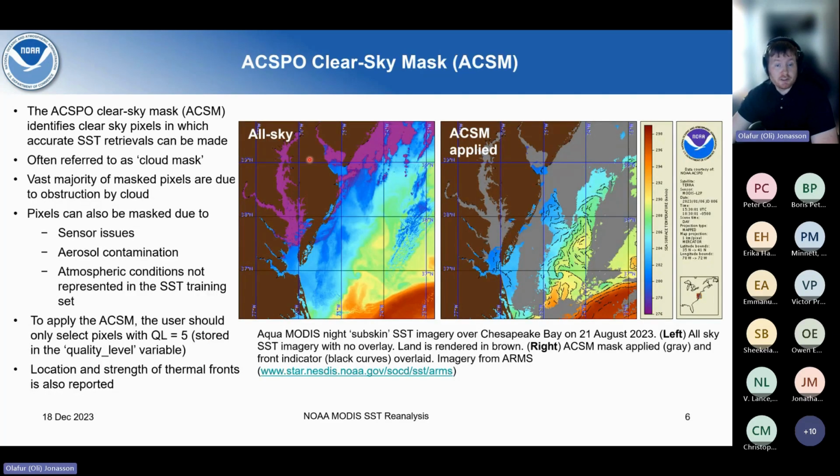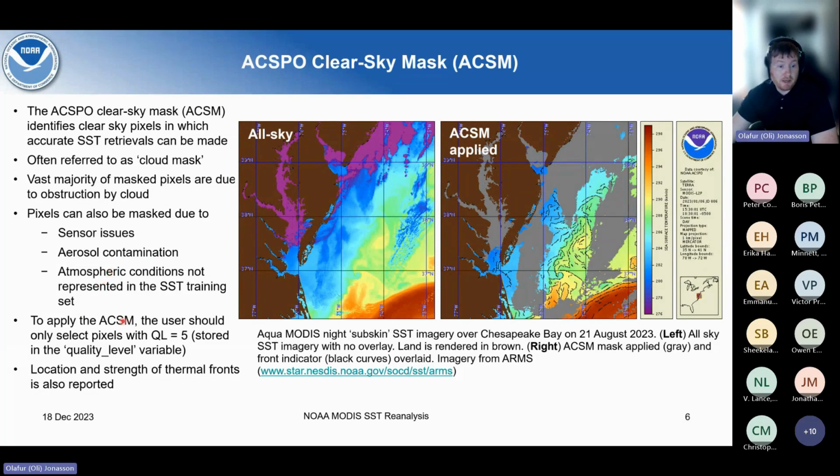The second important part of ACSPO is the ACSPO clear sky mask, or ACSM. The purpose is to identify clear sky pixels in which accurate SST retrievals can be made. It's often referred to as a cloud mask, because the vast majority of masked pixels are due to obstruction by cloud, but it's not the only reason we mask pixels. They can also be masked because of sensor issues, aerosol contamination, or simply atmospheric conditions not represented in the SST training set. So it's more like a good retrieval mask than a cloud mask.